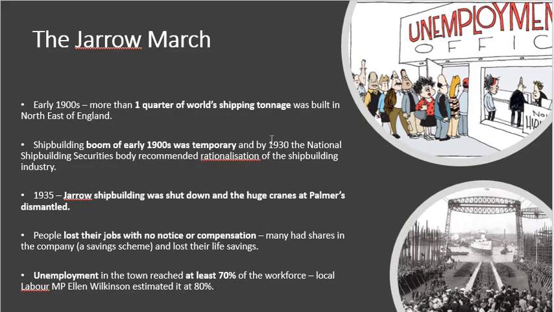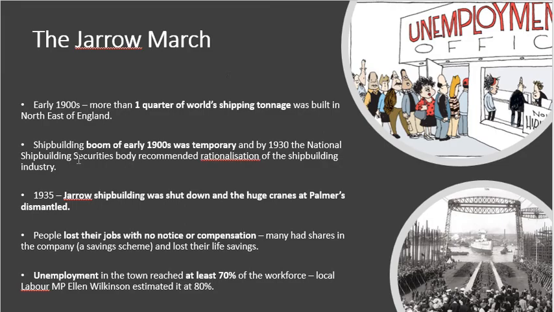By 1930, the National Shipbuilding Securities Body recommended rationalization of the shipbuilding industry in Jarrow. Rationalization means, guys, they carried out a review and they decided it was not rational for Jarrow to have so much shipbuilding because they're not producing enough. The demand for their ships is no longer needed. So what did they do? They started to slowly close down the shipbuilding industry in Jarrow.